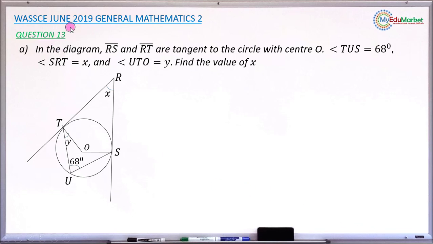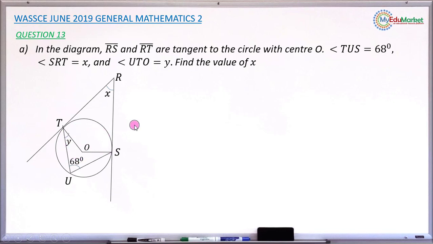This is WAEC June 2019 General Mathematics Paper 2, and we are answering question number 13A. The question says, in the diagram, line RS and line RT are tangents to the circle, and the center of the circle is O. So line RT and line RS are tangents. As you can see, they touch the circle at just 1 point.